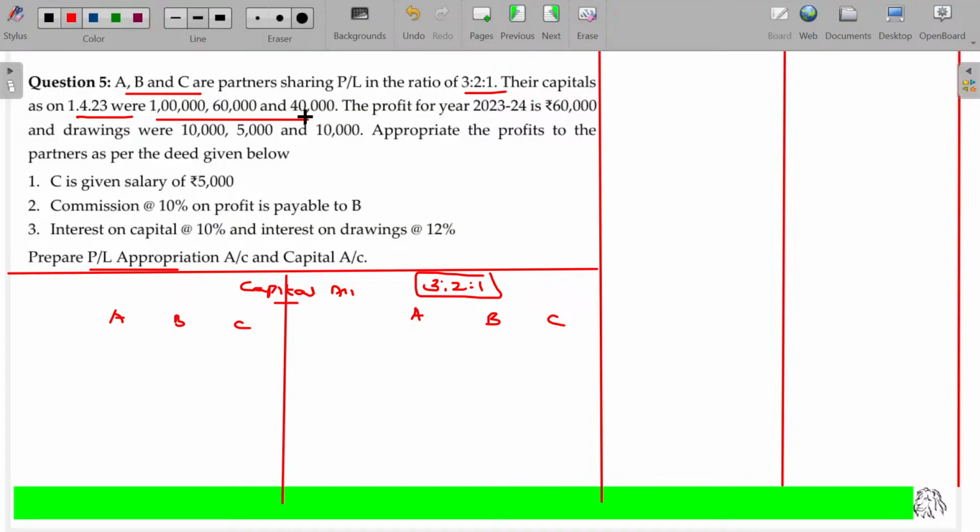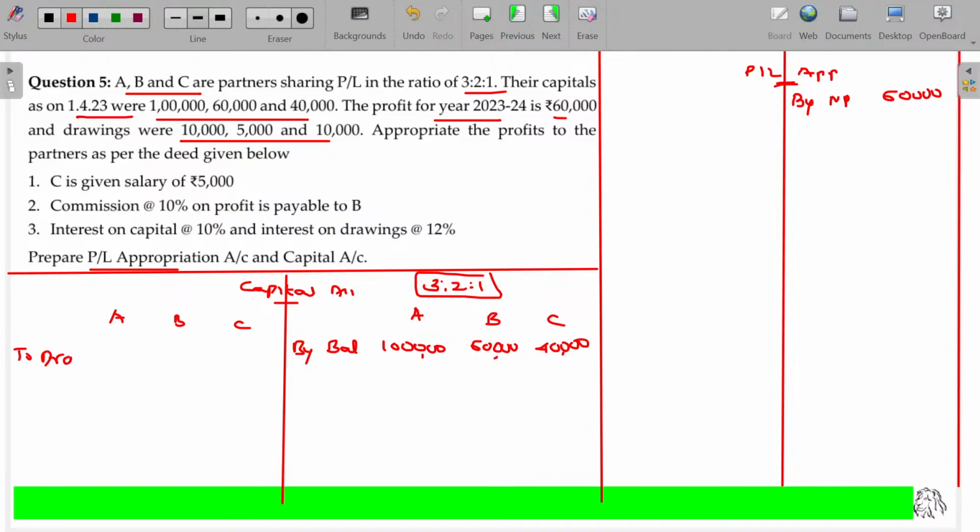On 1/4/23, their capital balances: for A, 1 lakh. For B, 60,000. For C, 40,000. The profit for the year, P&L appropriation account, net profit, 60,000. And drawings of these partners, drawings for A, B, C should be debited in capital account.